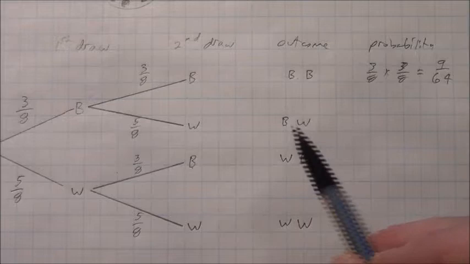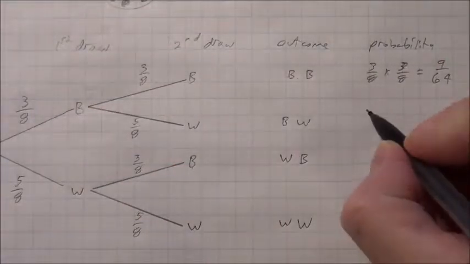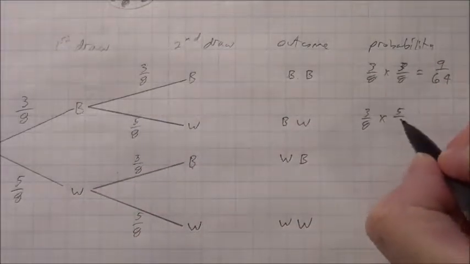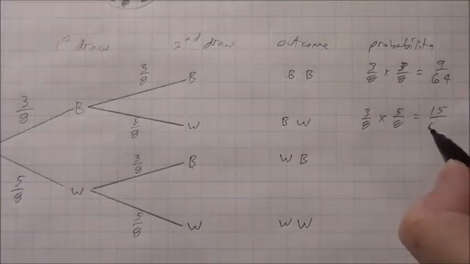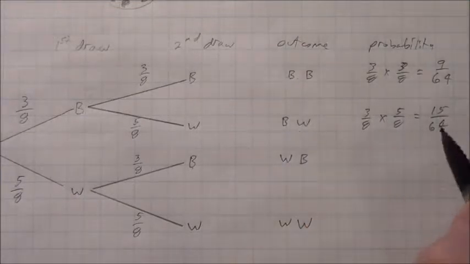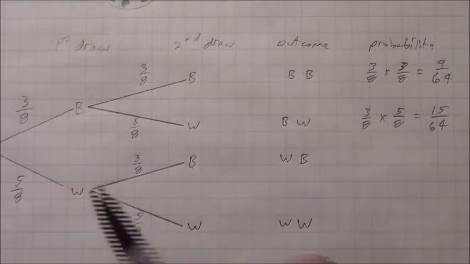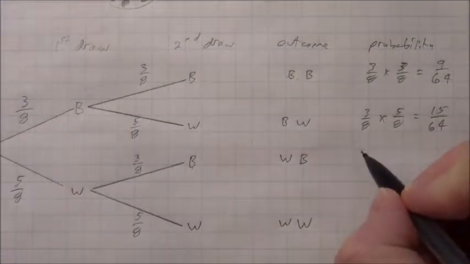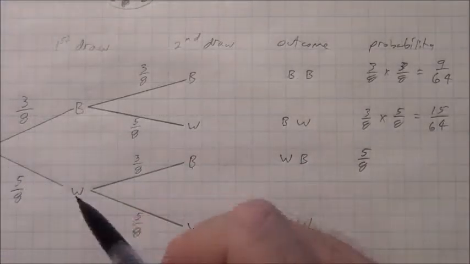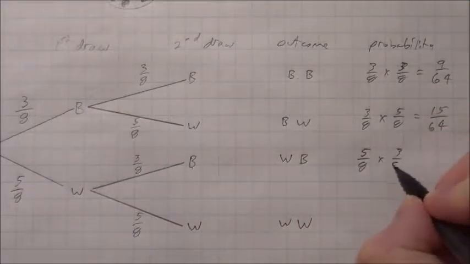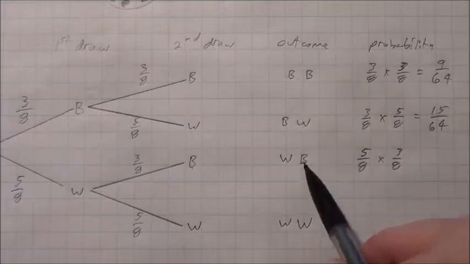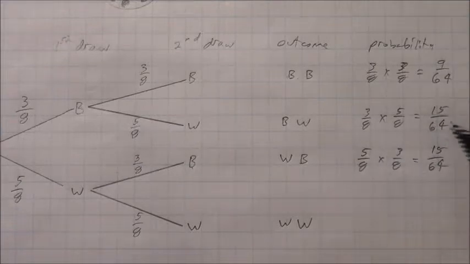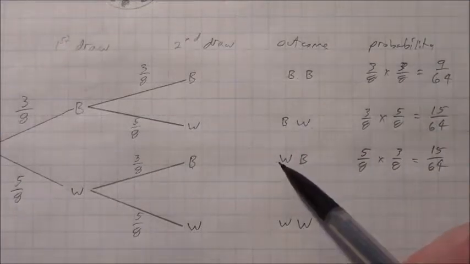And then for the outcome of black and white, well, we draw the black marble, which is a probability of 3 out of 8, followed by a probability of 5 out of 8. Therefore, the probability of drawing a black marble then a white one is 15/64. And then for the next outcome, white and black, the probability of drawing a white marble first and then a black marble is 5 out of 8 for the white marble and 3 out of 8 for the black marble, and then you get 15/64. So obviously it's going to be the same probability as black and then white.